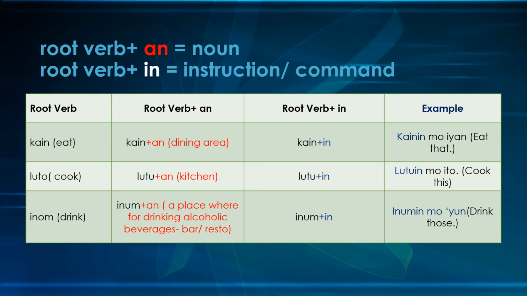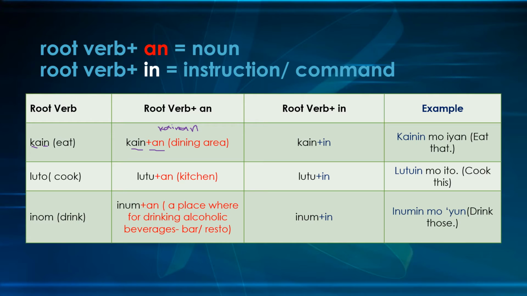The first verb is kain, which means eat. If we put an at the end, we have a new word, kainan. It is written like this. There's no spacing between the verb and the affix. So it's kainan, and it means dining area or eating place.